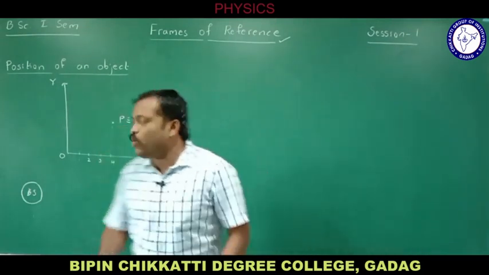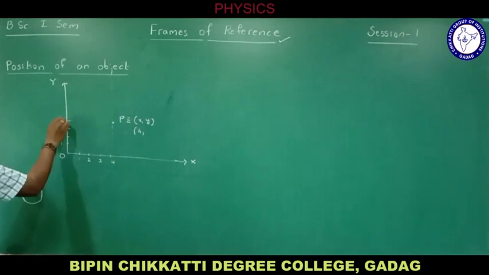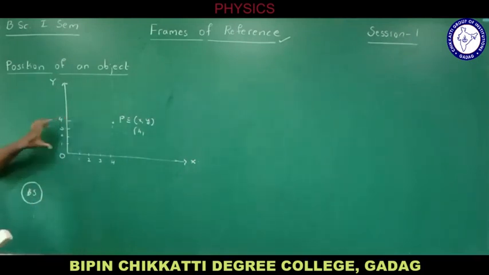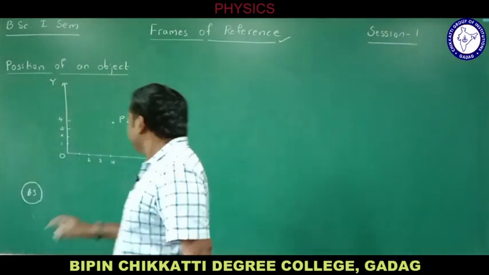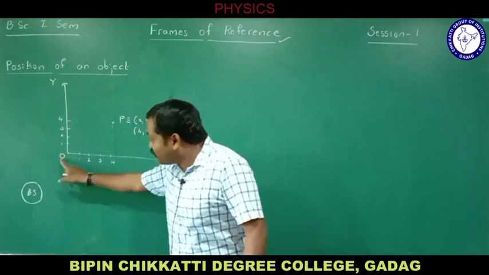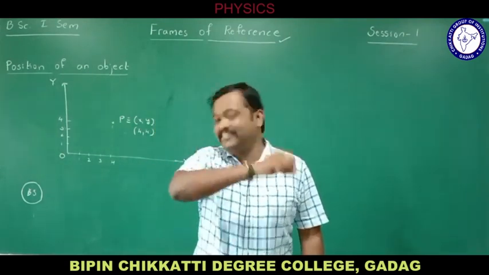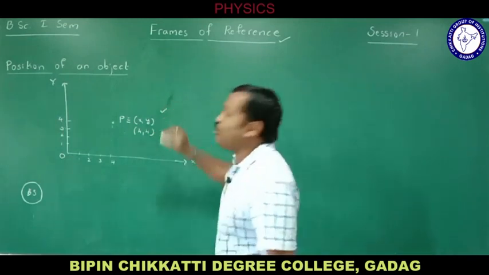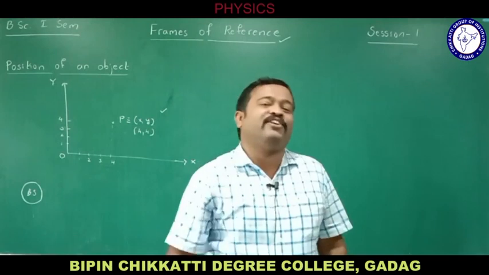Okay, this is along the y-axis. If I am considering this along the y-axis, 1, 2, 3 and this is 4. So this is along the y-axis. Let me consider it as 4, 4, right? So this 4, 4 is the position of an object with reference to the point of reference, with respect to the origin. So these are called coordinates, and this is how we express the position of an object.